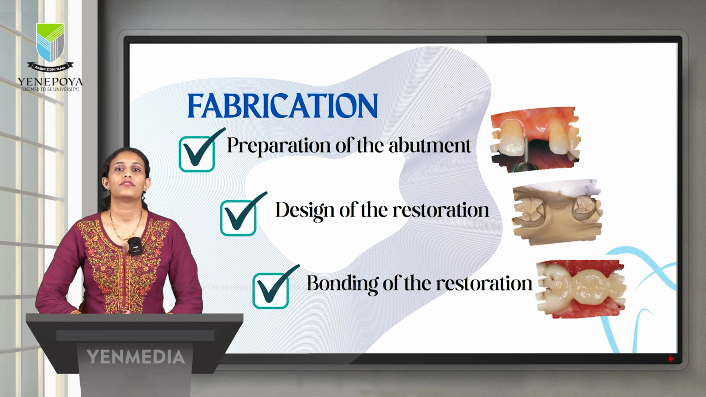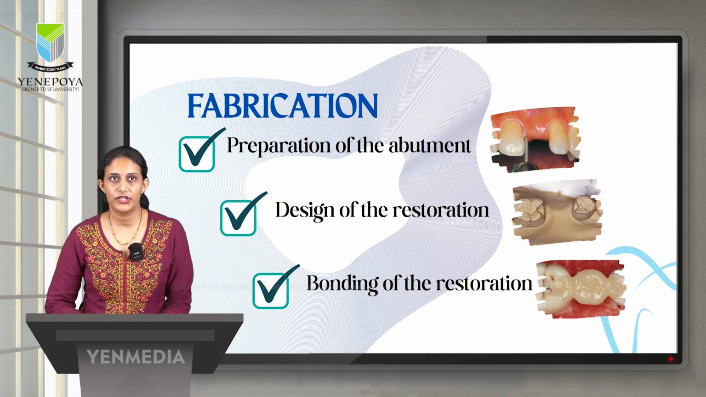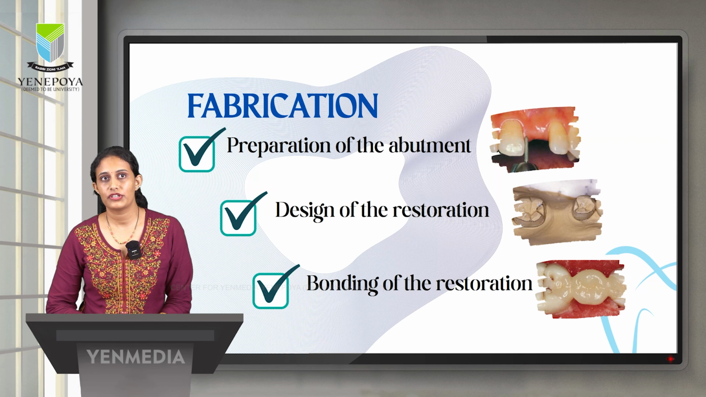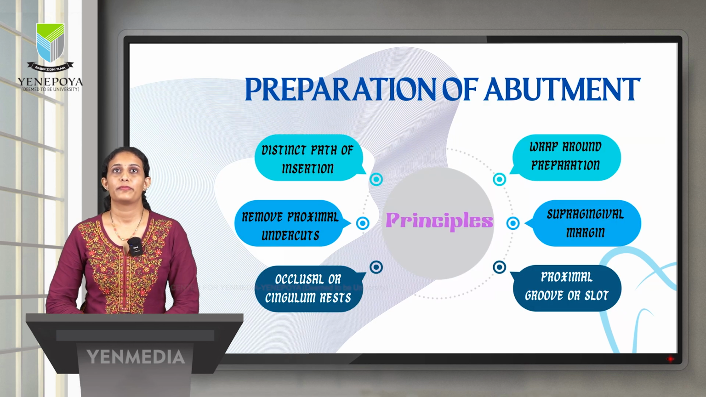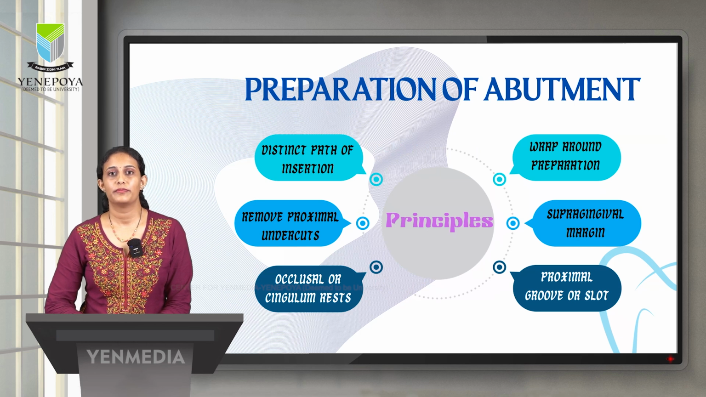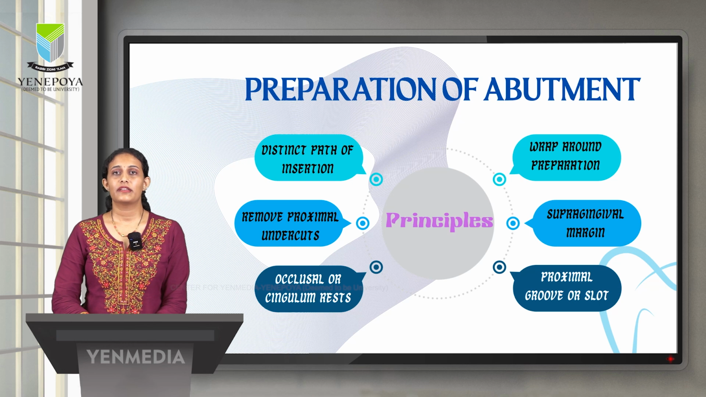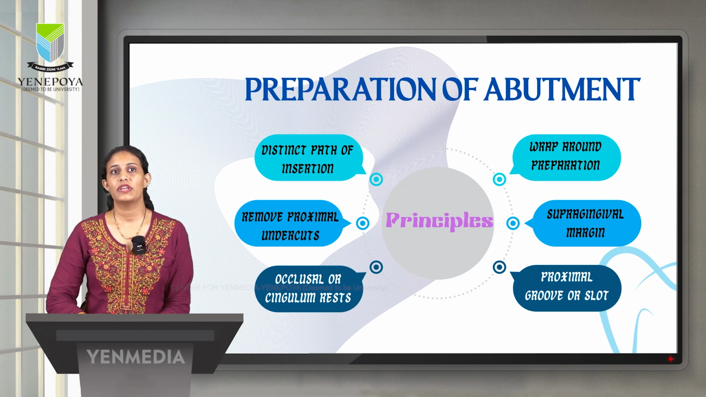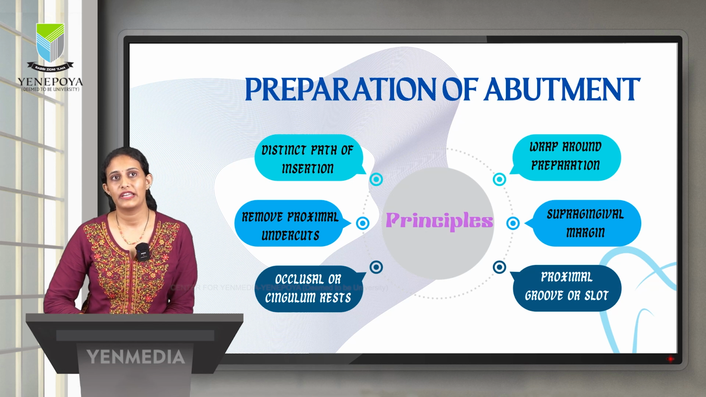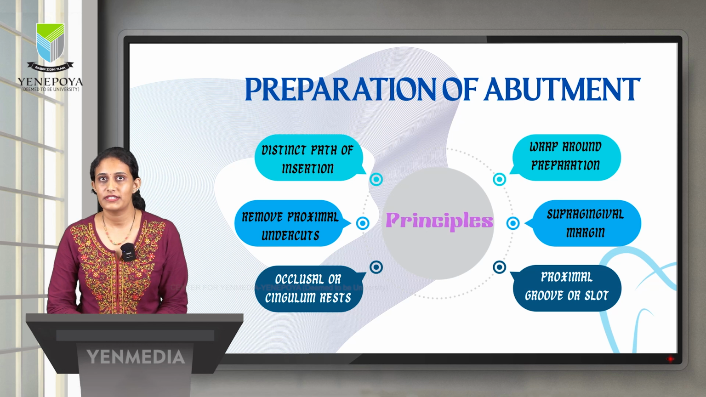Now moving on to the method of fabrication. The first thing will be to prepare the abutment tooth, design the restoration, and finally the bonding of the restoration. Now moving on to preparation of the abutment tooth. The principles of preparation would be that there should be a distinct or direct path of insertion. There should be no undercuts in the proximal areas. We should provide an occlusal or cingulum rest.